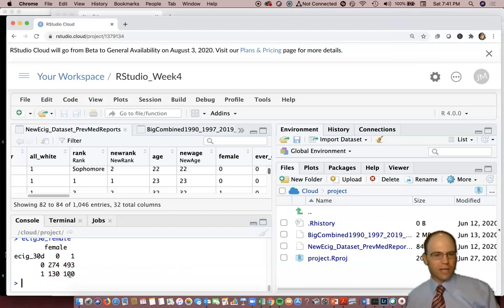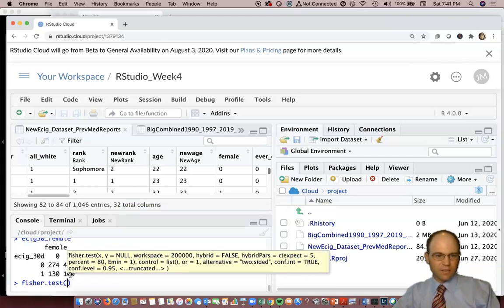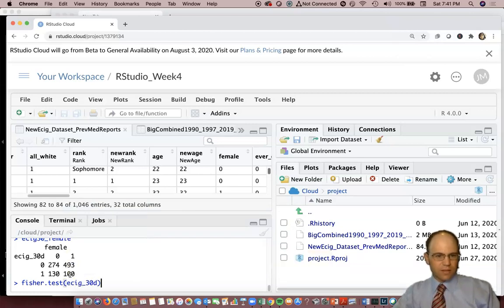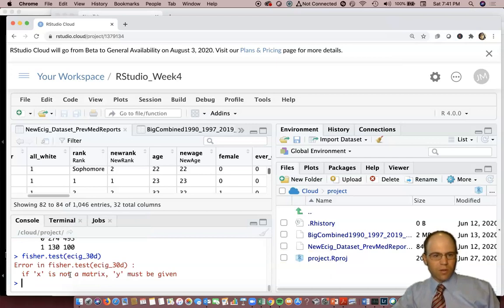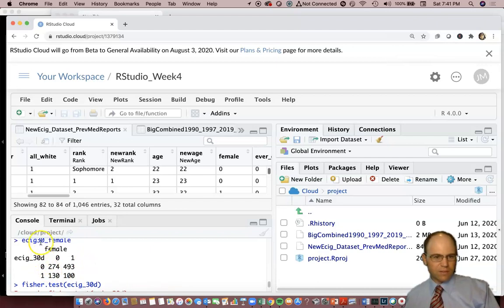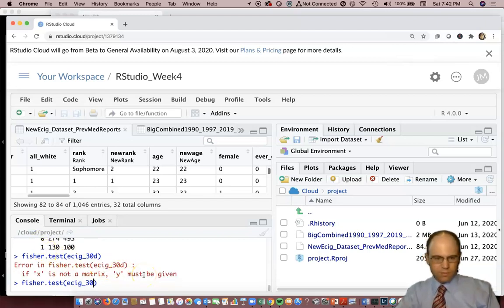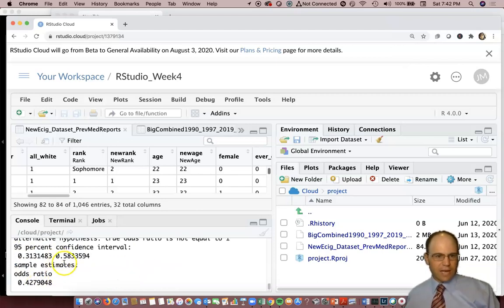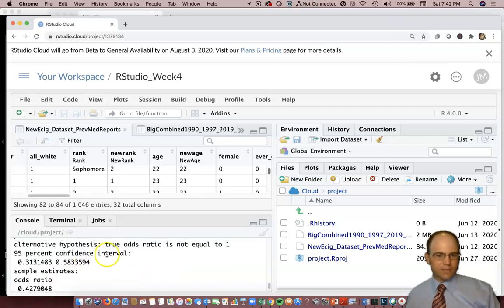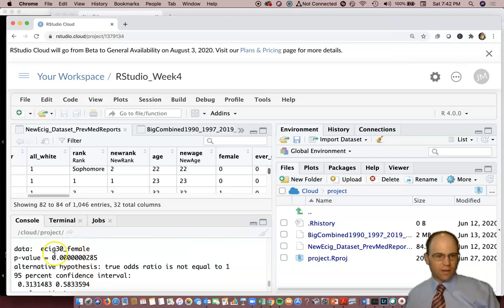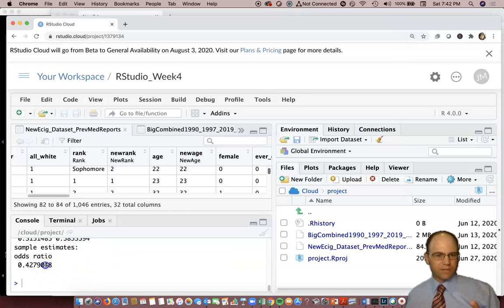We would totally use a chi-square test here. But if you do type in Fisher test for this particular table, since it's a 2x2 table, I have to type in the name of the table. The table name is esig30_female. It goes ahead and runs it. And not only does it run the exact test, it also gives us the odds ratio of 0.42.